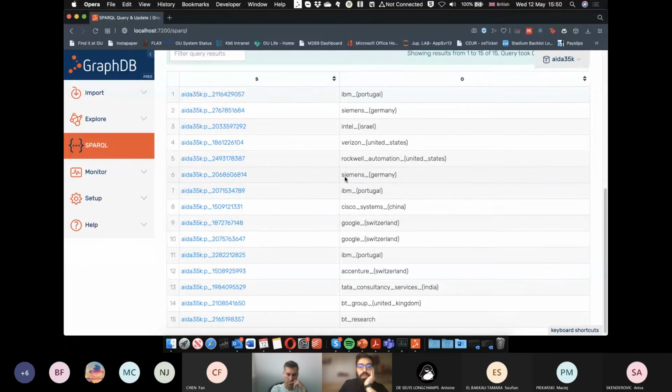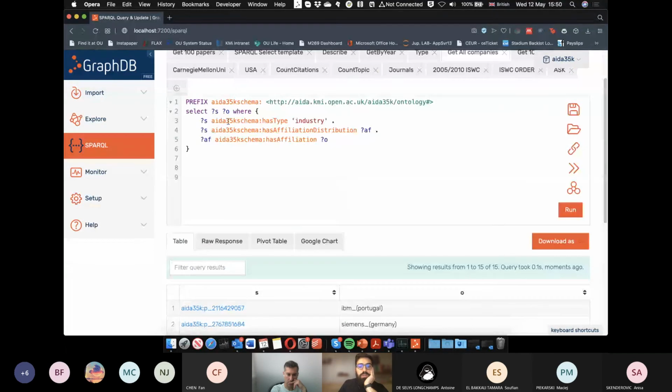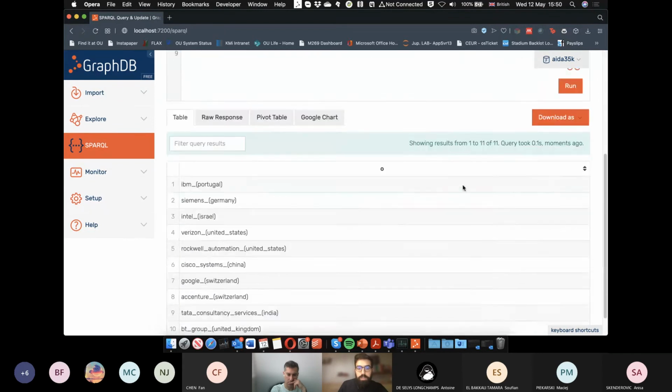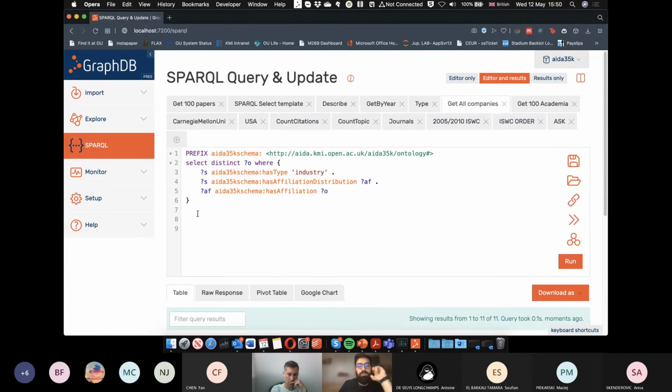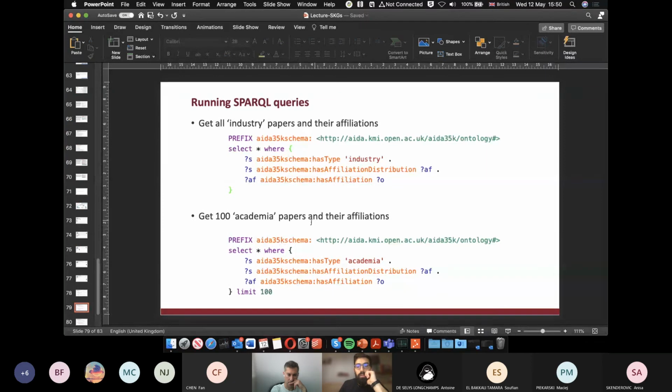There are not all of them, but what I can do is get all companies, I can use distinct, to get the unique companies. So I can see that in my dataset there is BT Group, BT Research, Tata, which is a car company, Accenture, Google, Cisco, and this is just to give you an example of the potential of these queries. The same applies also for academia, so we can do the same to understand the main affiliations in academia.